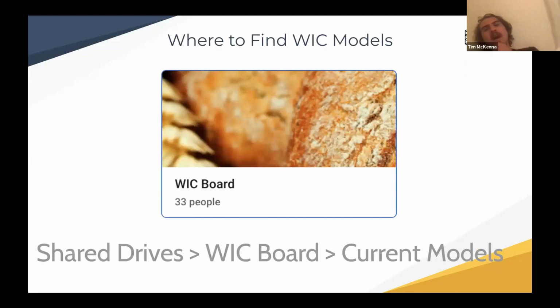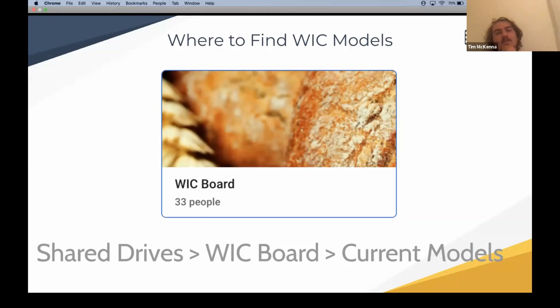You can find WIC models under your shared drives in Google Drive, and then you can see the WIC board icon, which is the loaves of bread. Under that, there's a very easy to see folder called current models.